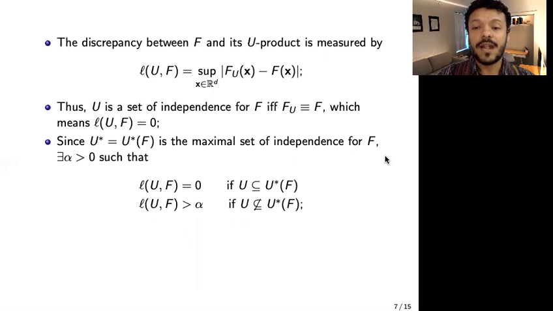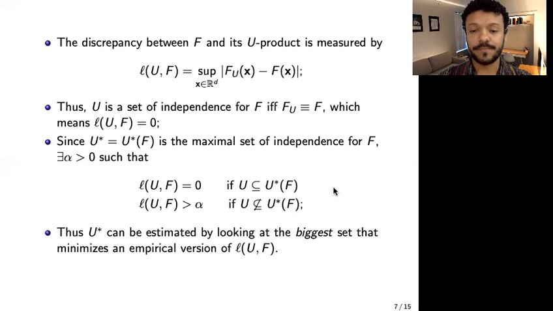Now, since U star is the maximum set of independence for F, we have this property here that says that the discrepancy will be equal to 0 whenever U is in U star, and there is an alpha greater than 0 such that the discrepancy is greater than alpha whenever U is not contained in U star. Thus, U star can be estimated by looking at the biggest set that minimizes an empirical version of this discrepancy between F and its U product.